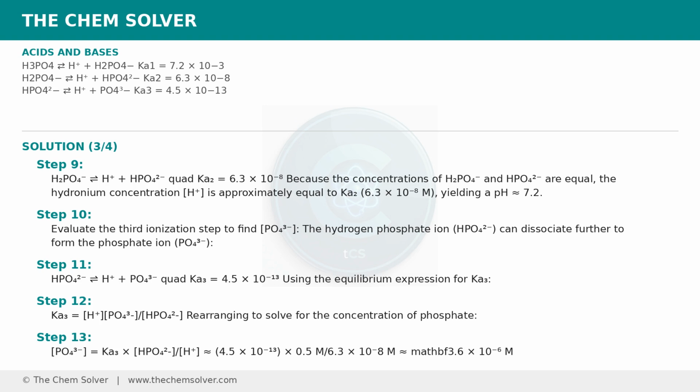The hydronium concentration, H⁺, is approximately equal to Ka2, 6.3 times 10 to the power minus 8 molar, yielding a pH of approximately 7.2. Evaluate the third ionization step to find PO4³⁻.